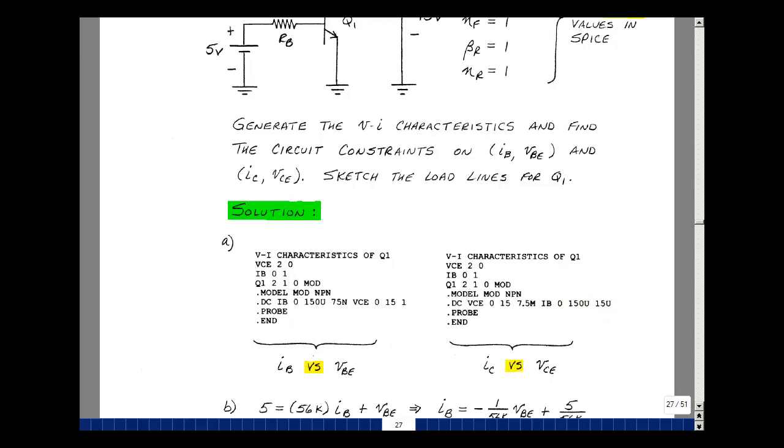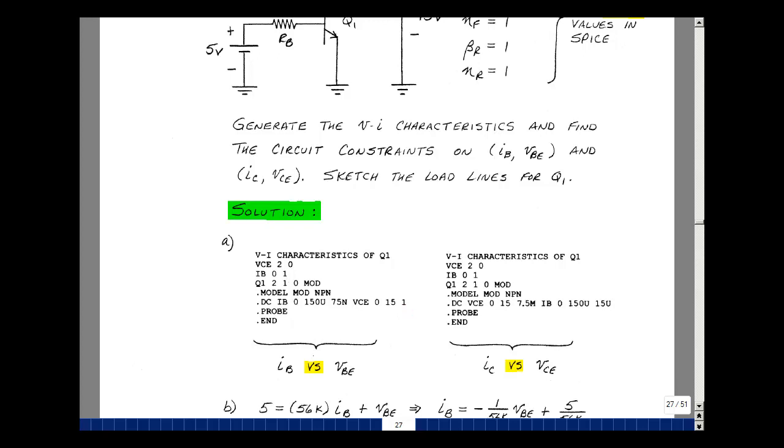For the base emitter side, what I want to do now is vary the base current from 0 to 150 microamps, but now in a lot of data points. So I'll do 2,000 data points here. So divide this by 2,000, I get 75 nanoamps. I'm going to do that for 16 values of the collector emitter voltage, going from 0 to 15 in 1 volt steps. The pictures are on the next page.